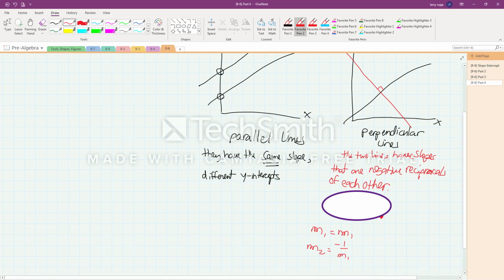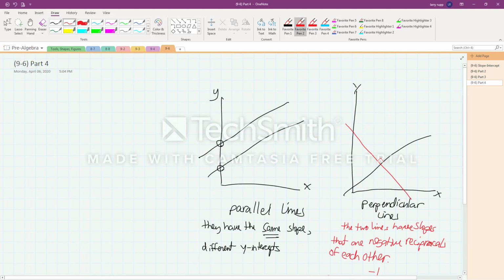Like I said, I just want that out there. You guys know what reciprocals are. You know what negatives are. So this isn't, you know, totally beyond your ability to understand. But this is perpendicular line, this is parallel lines, and that's how slopes and y-intercepts pertain to these two.